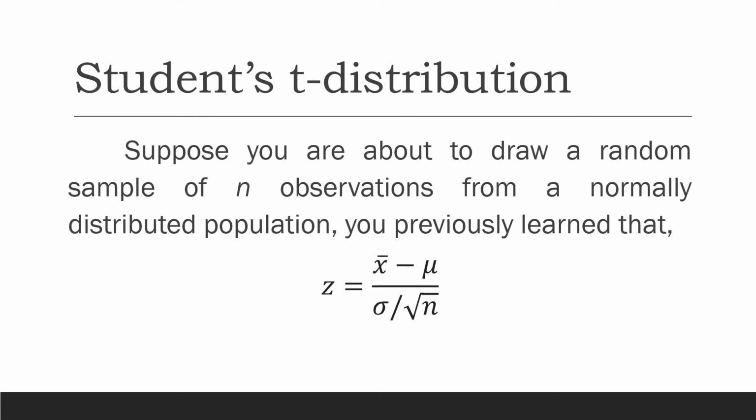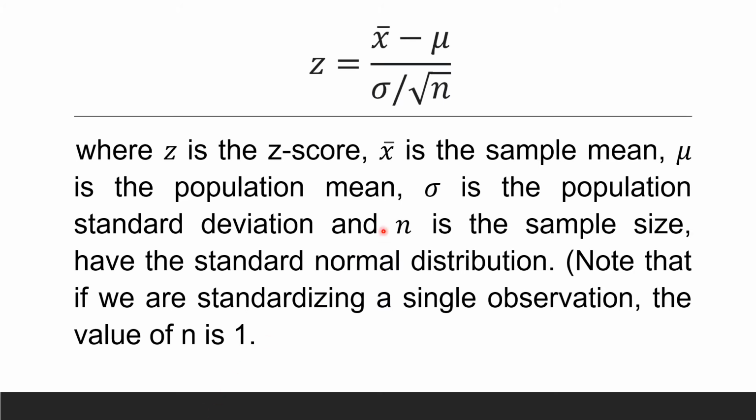Suppose you are about to draw a random sample of n observations from a normally distributed population. You previously learned that z equals the sample mean minus the population mean, all over the population standard deviation divided by the square root of the sample size, which is this formula. If we recall the formula, z is the z-score, x bar is the sample mean, mu is the population mean, sigma is the population standard deviation, and n is the sample size; this has the standard normal distribution.